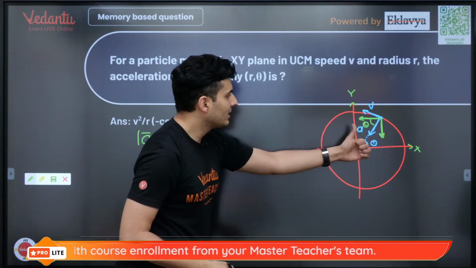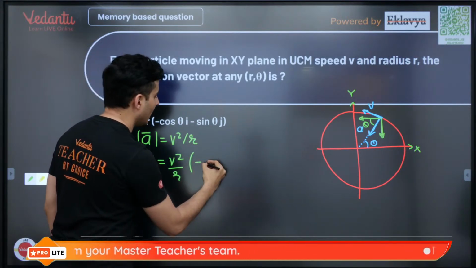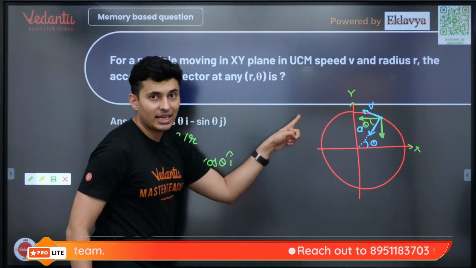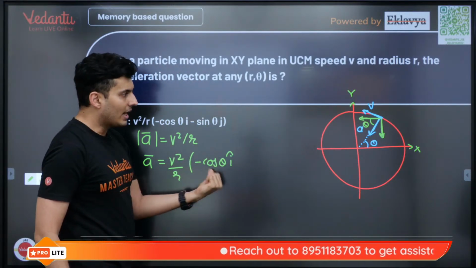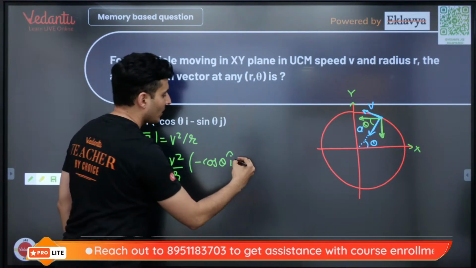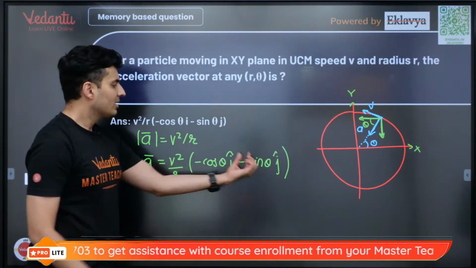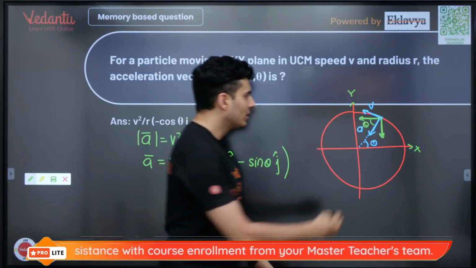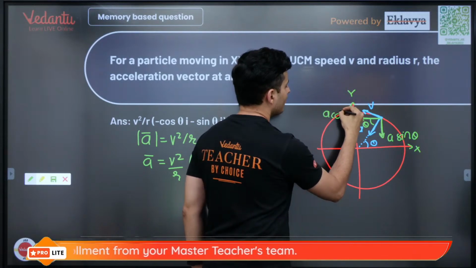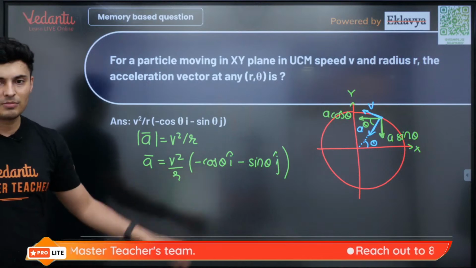Check this out. This is negative x direction, and which component is it? It's the cos component in the x direction. So minus cos theta i cap, because minus x. And this is the vertical component, which is minus y. So it will be minus sine theta j cap, since this is the sine component. So think of it this way: this is a sine theta and this is a cos theta. That's it. And the magnitude of a is v square by r. That's the answer. As simple as that.